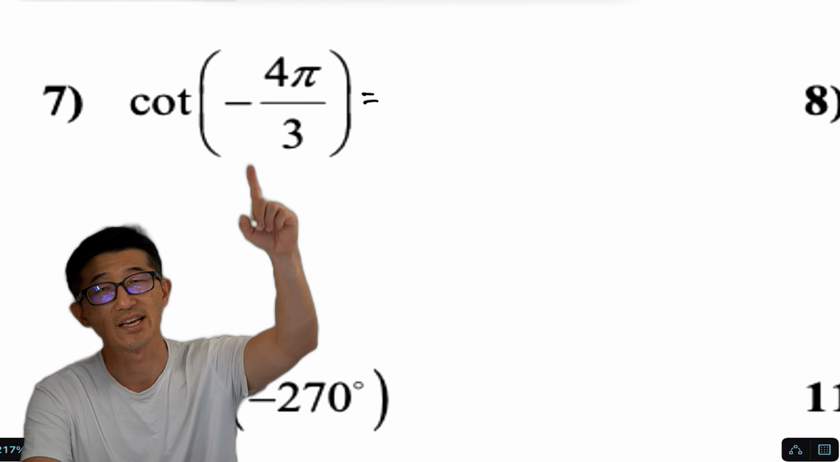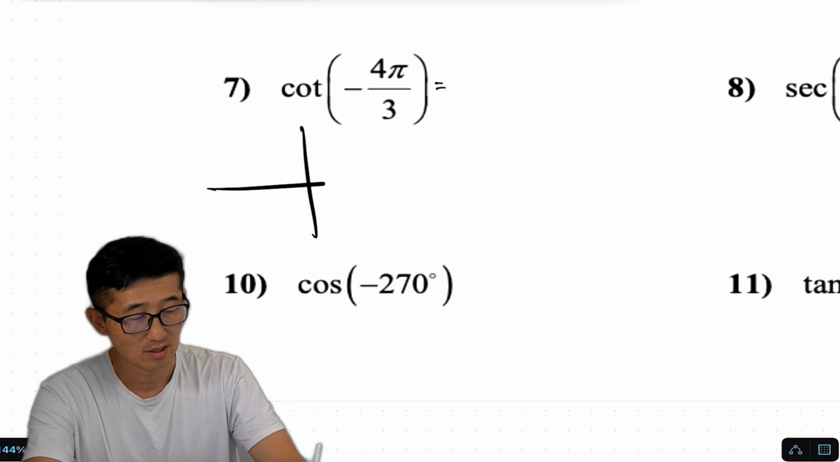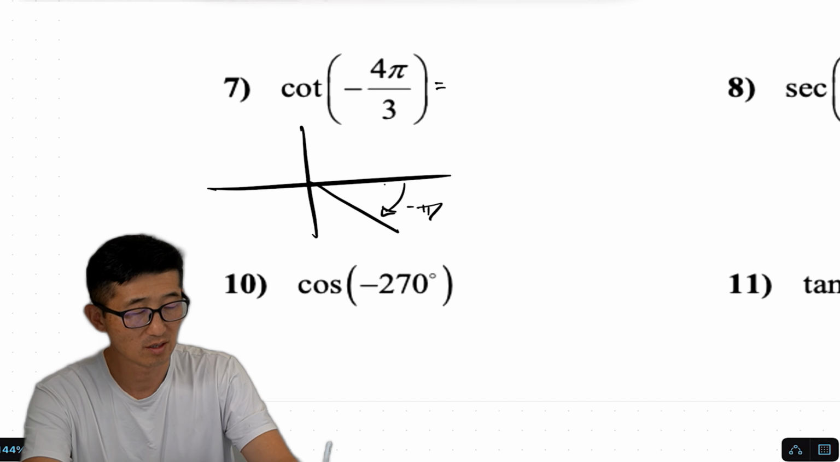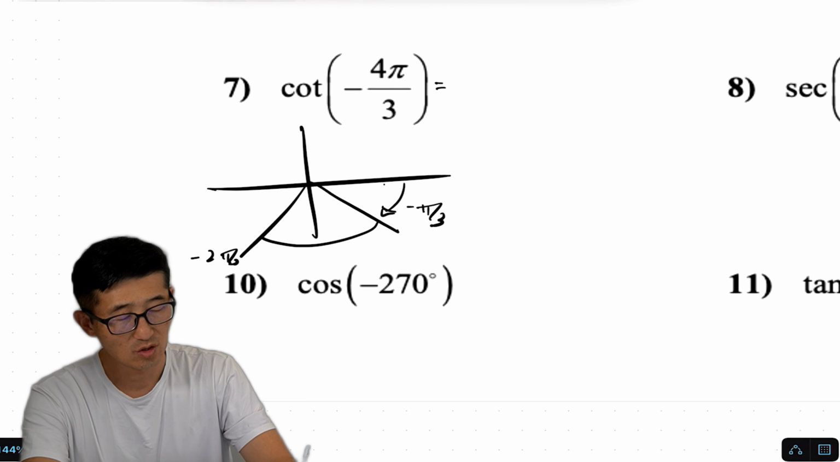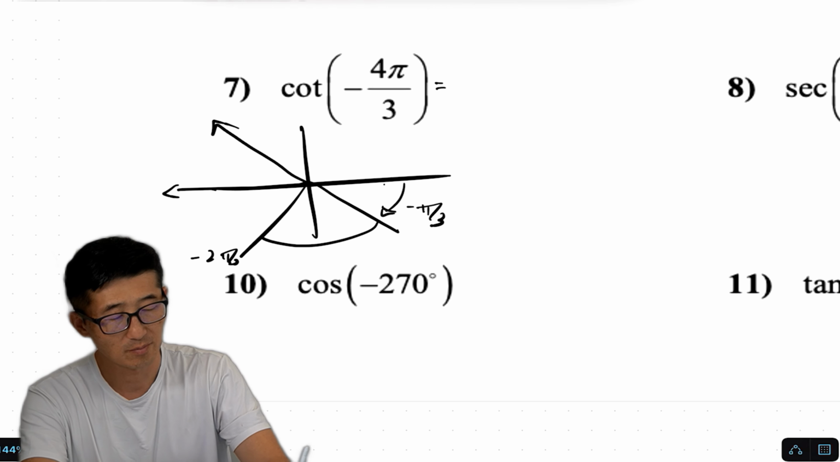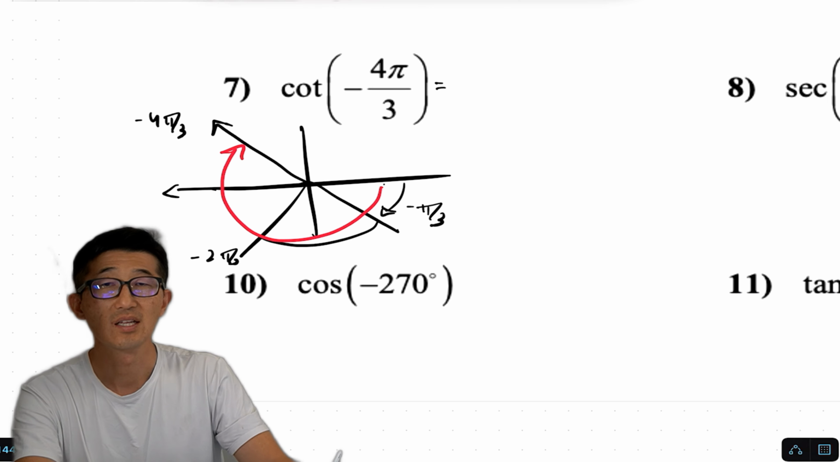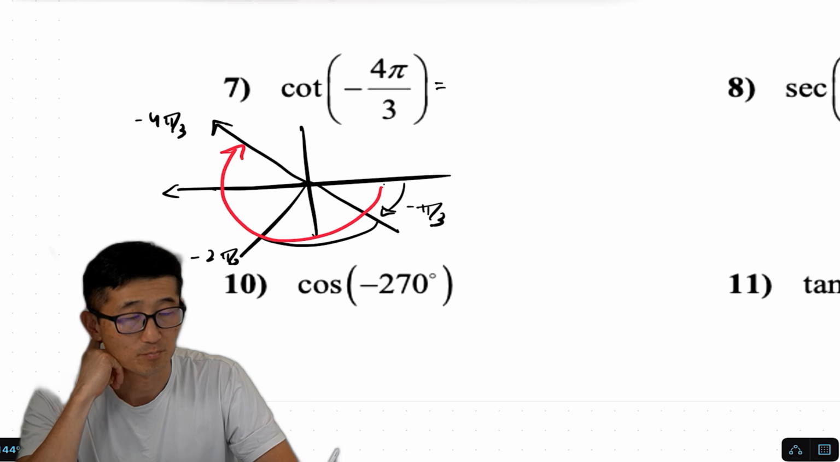Now, when you see the negative right here, that means you're going to go clockwise. Here's negative pi over 3, negative 2 pi over 3, negative pi over 3, and then negative 4 pi over 3 is over there. So you're going to go like this. That's negative angle or negative radians. You're just going backwards.